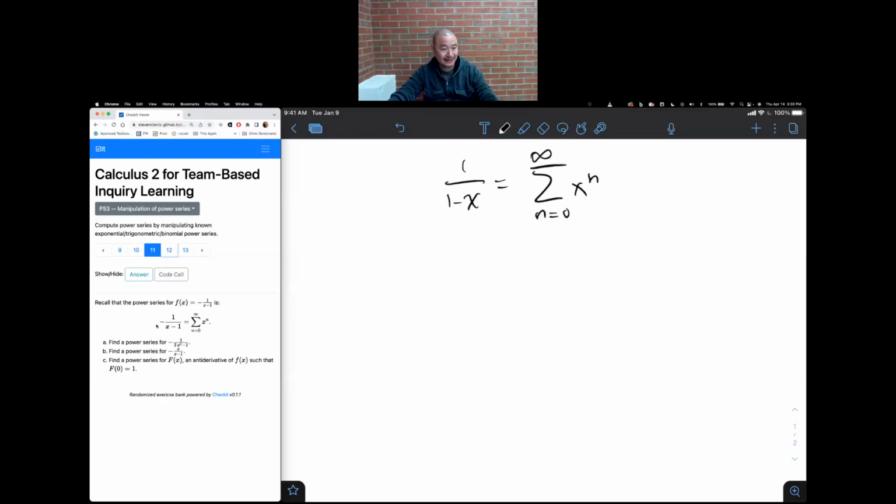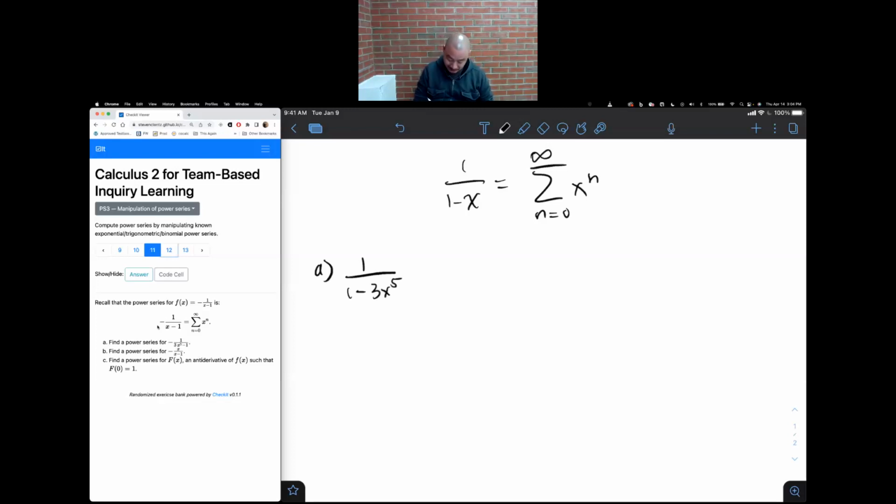We should note that because of some displaying error, 1 over 1 minus x is the same thing as negative 1 over x minus 1 if we factor out the negative 1, but I'm going to try not to write it that way because I don't like it as much. So the first part of this asks us to find the power series for 1 over 1 minus 3x to the fifth.